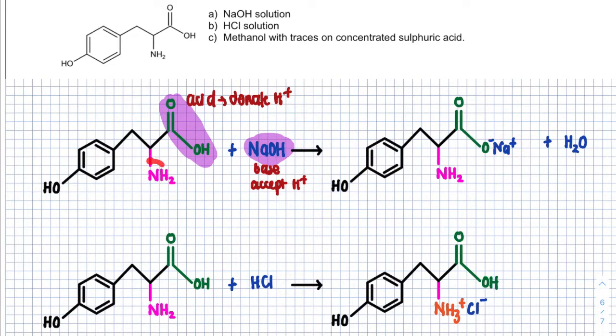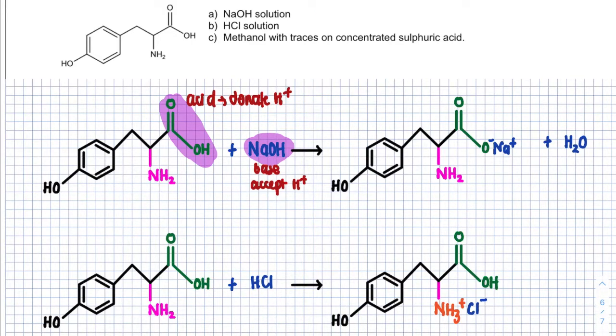How about our NH2? NH2 is our base, so it doesn't want to react with a base. The alcohol also doesn't react. The alcohol is a very weak acid, but it is also not a base; it is a very weak base as well. So it doesn't react. So that is for your NaOH, same as the question previously.